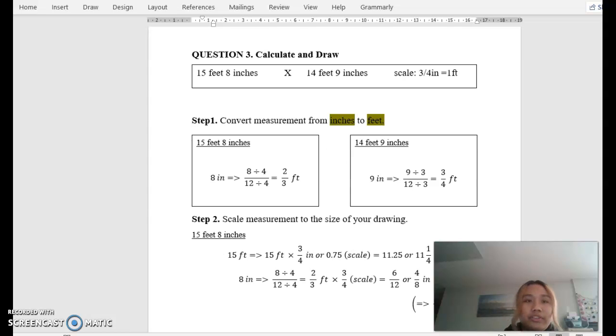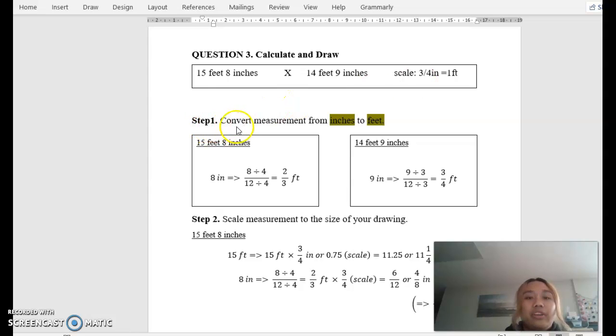Let's proceed to our first problem, which is to calculate and draw 15 feet 8 inches by 14 feet 9 inches using the scale of 3/4 inches is equal to 1 foot. I just want to emphasize this scale part: 1 foot means convert, and 3/4 inches means draw. Okay, let's go to step 1.